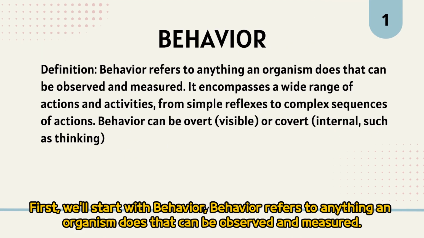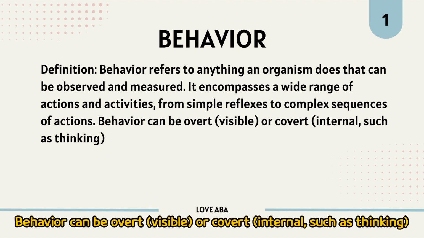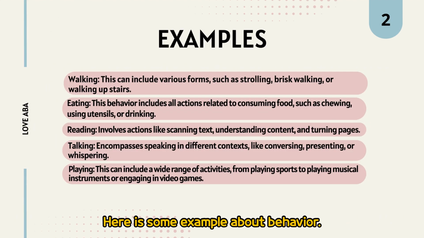First, we'll start with behavior. Behavior refers to anything an organism does that can be observed and measured. It encompasses a wide range of actions and activities, from simple reflexes to complex sequences of actions. Behavior can be overt (visible) or covert (internal), such as thinking. Here are some examples of behavior.